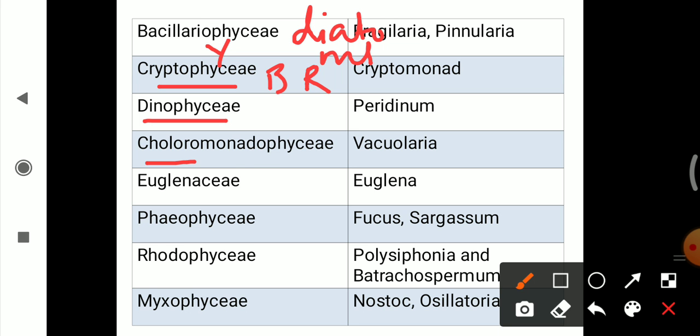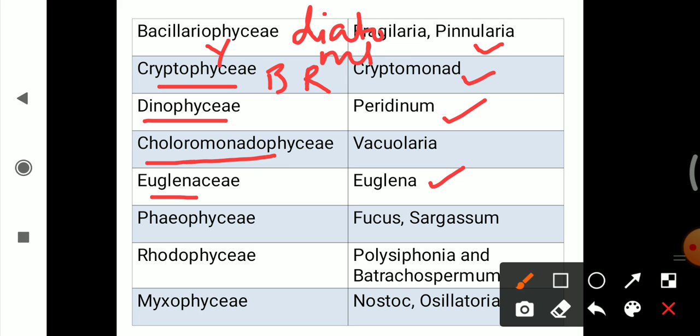Then the other class is the Chloromonadophyceae, which contains the xanthophyll pigment. Then Euglenophyceae, which contains the chlorophyll pigment, and the example is Euglena. We have to remember the examples of all the classes.